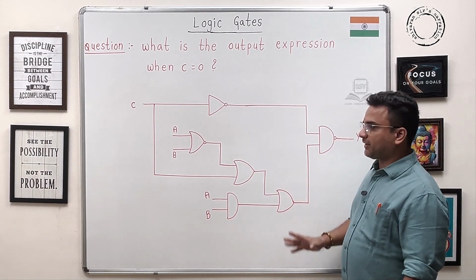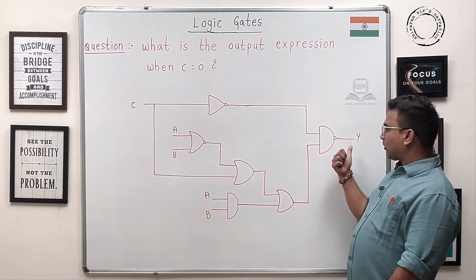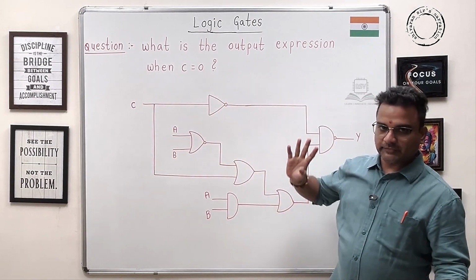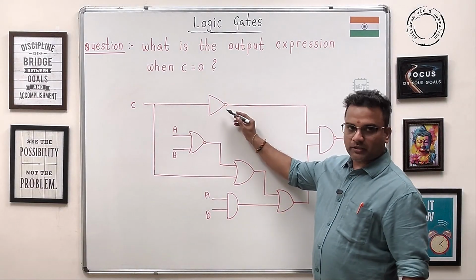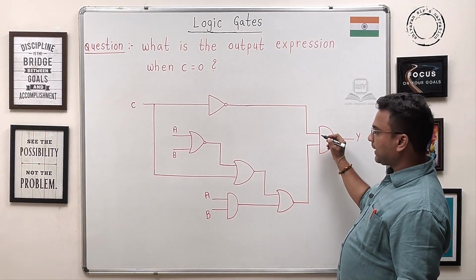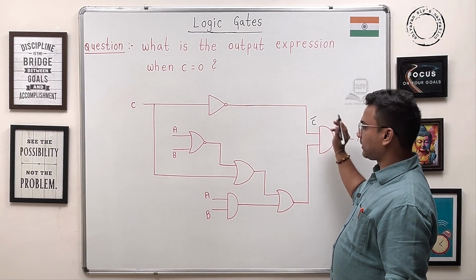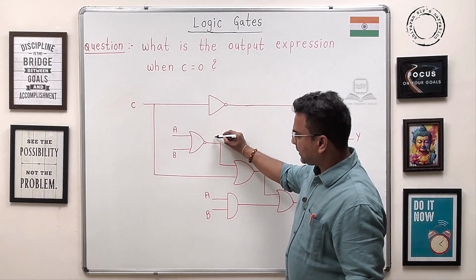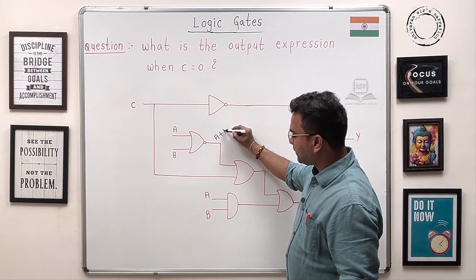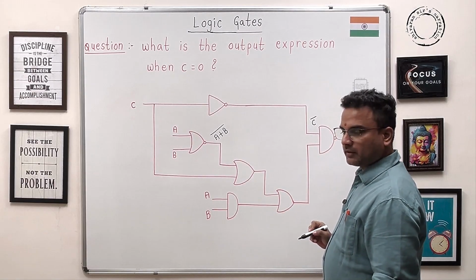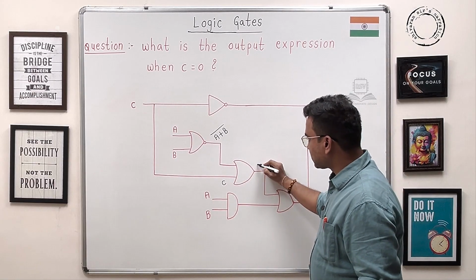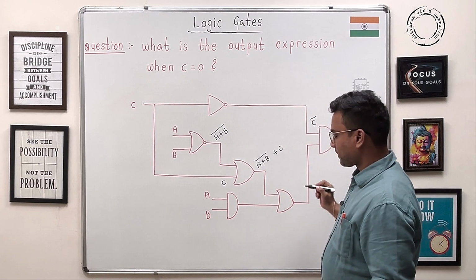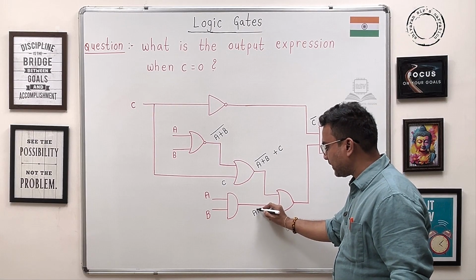Yes, this is the given design, and they ask: what is the output expression y when C is equal to 0? Now, here there is a NOT gate. Therefore, for this AND gate, the input will be C bar. Similarly here, you need to know these gates' outputs. Let's start from here. This is (A plus B) whole bar, and this will be C. Hence, this is (A plus B) whole bar plus C, whereas here it is AB.